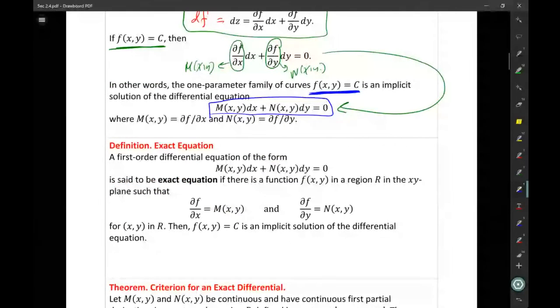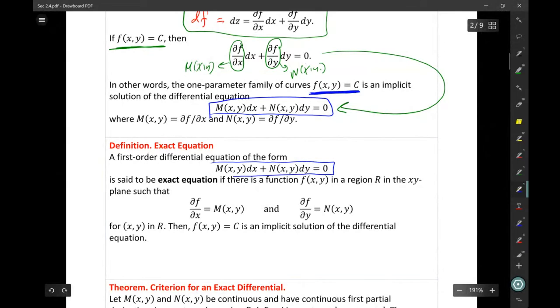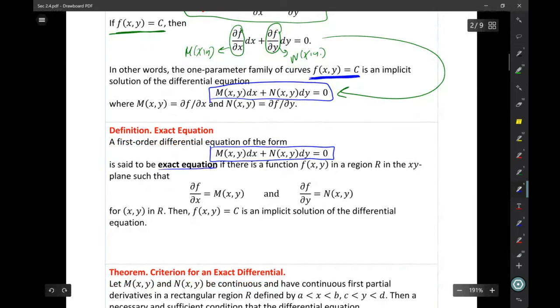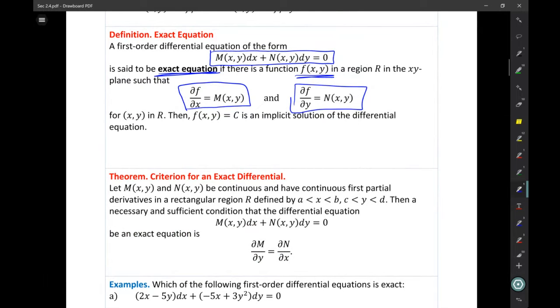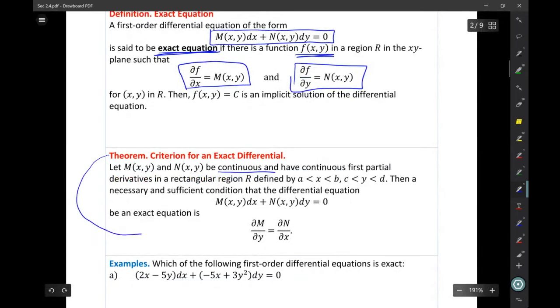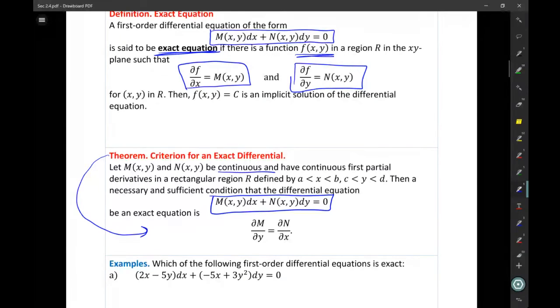Now, exact: a first order differential equation written in the form M of x y times dx plus N of x y times dy equals 0 is called an exact differential equation if there is a function f of x y such that df by dx equals M of x y and df by dy partially, of course, equals N of x y. Okay. Now, since f sub xy should equal f sub yx in case the function is continuous, this is the criterion that this type of differential equation M of x y dx plus N of x y dy equals 0 is called exact if dM by dy equals dN by dx.